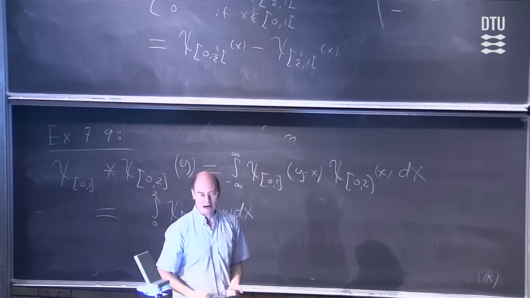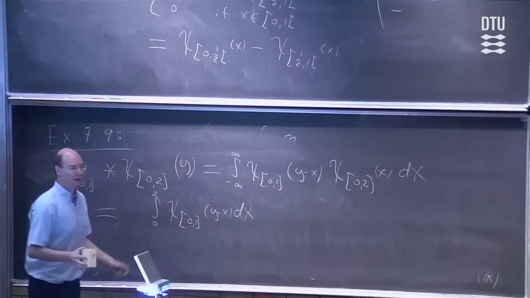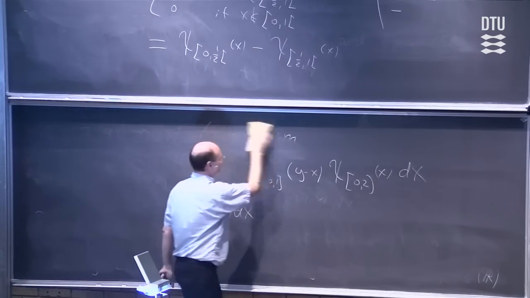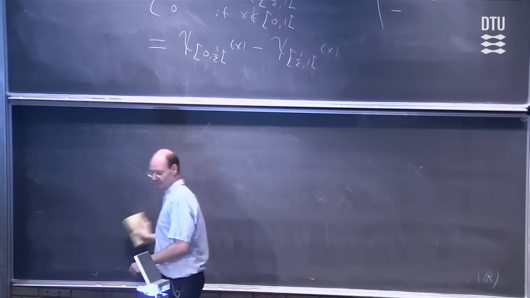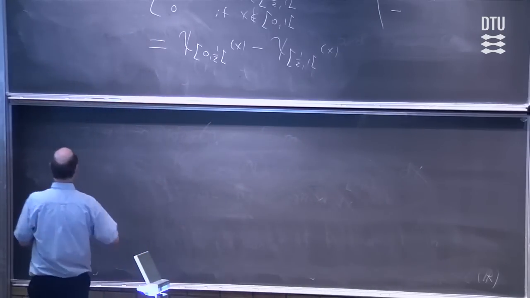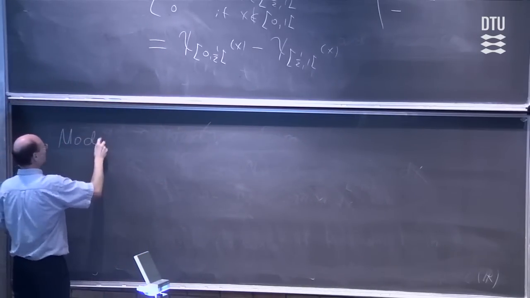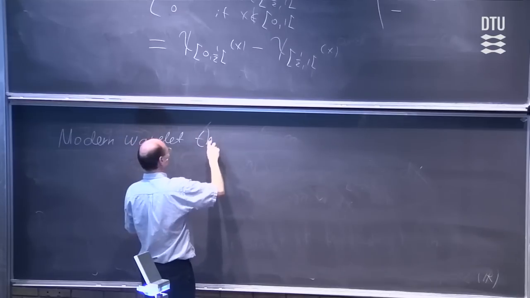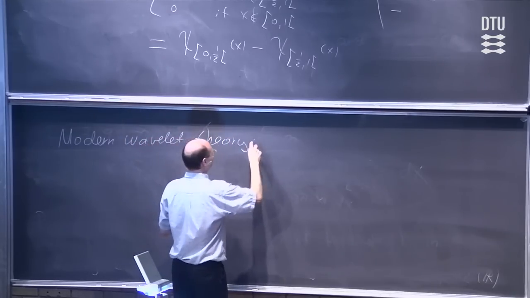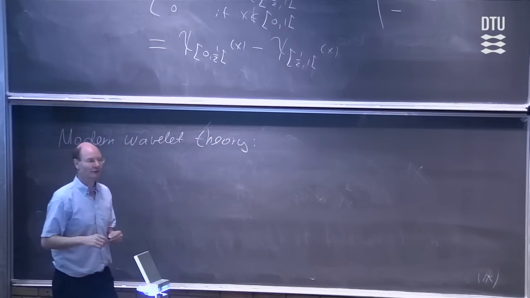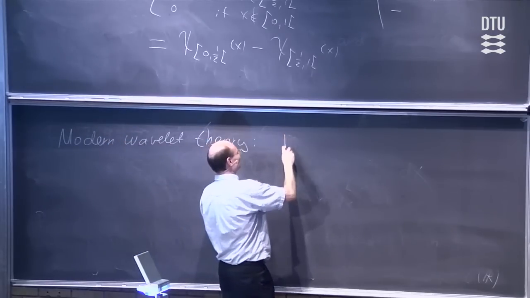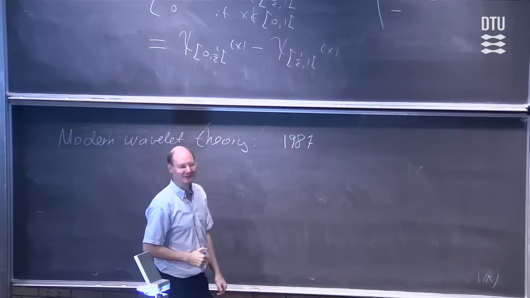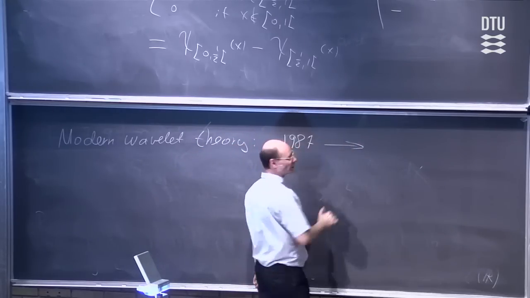So as I said, Haar was not at all interested in wavelets. There was nothing like wavelet theory at this time. So when did the wavelets start to be interesting? So what we could call modern wavelet theory, this is something that almost took place in your lifetime. Not completely, but almost. So this is something that started in 1987, and then it is still ongoing.